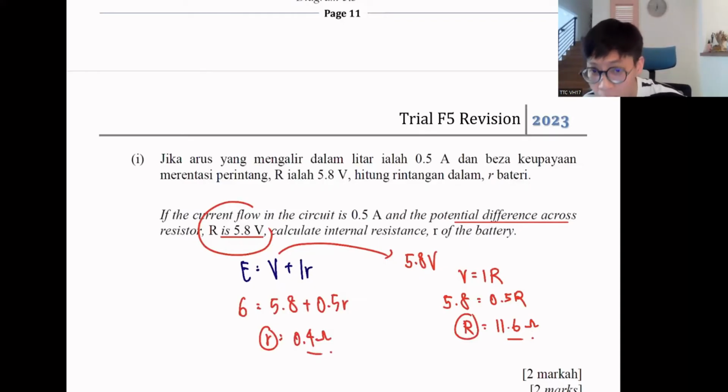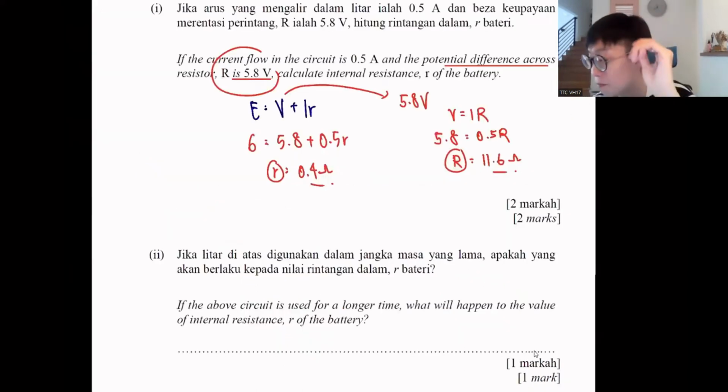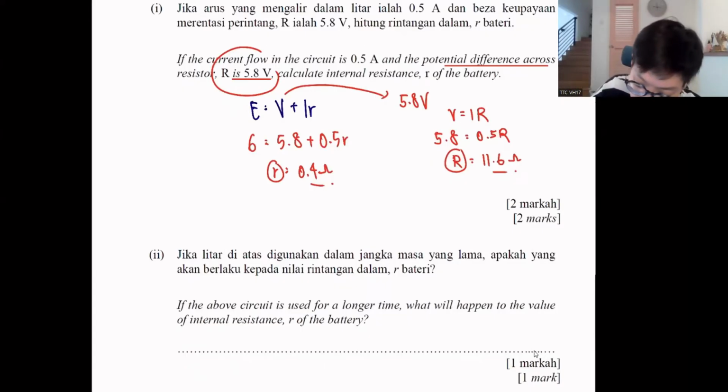As you remember, when you look at your state paper, usually your state paper is considered the easy version. I tell you, the KBAT state paper is harder. So unless anybody here is from KBAT, otherwise, I don't think there's anything very, very complicated. Okay? Now, if the above circuit is used for a longer time, what will happen to the value of internal resistance r of the battery?